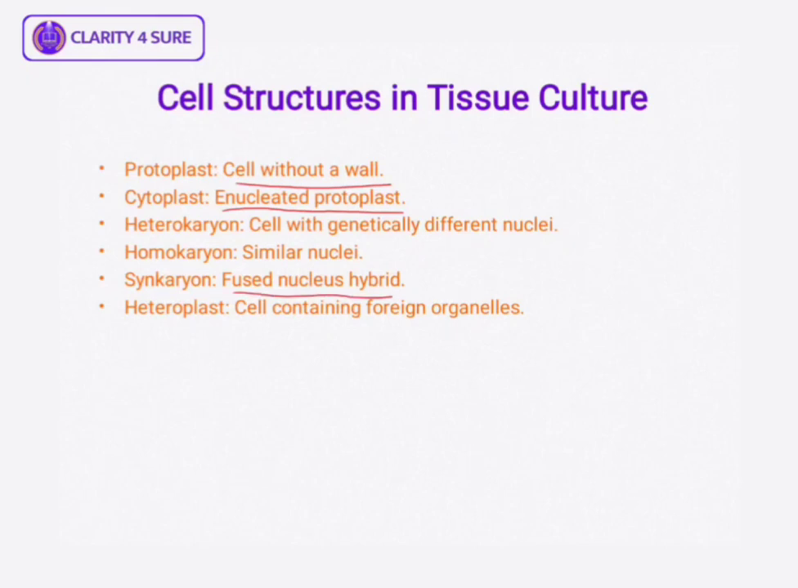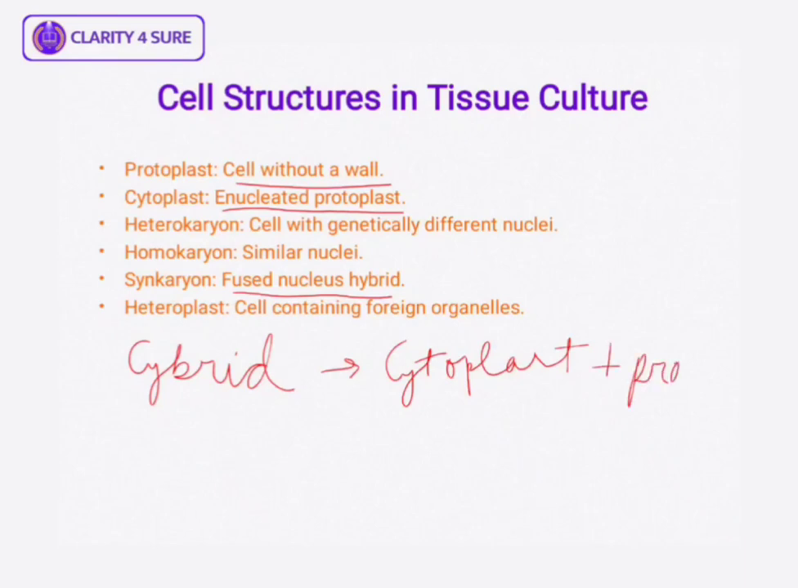Then we have cybrid. Cybrid is basically cytoplasmic hybrid. So you can call it cytoplast. You already know, right, what is a cytoplast? The second one, that is enucleated protoplast, plus protoplast, this is known as cybrid. This is important, questions can be asked from here. Then we have heteroplast, cell containing foreign organelles.